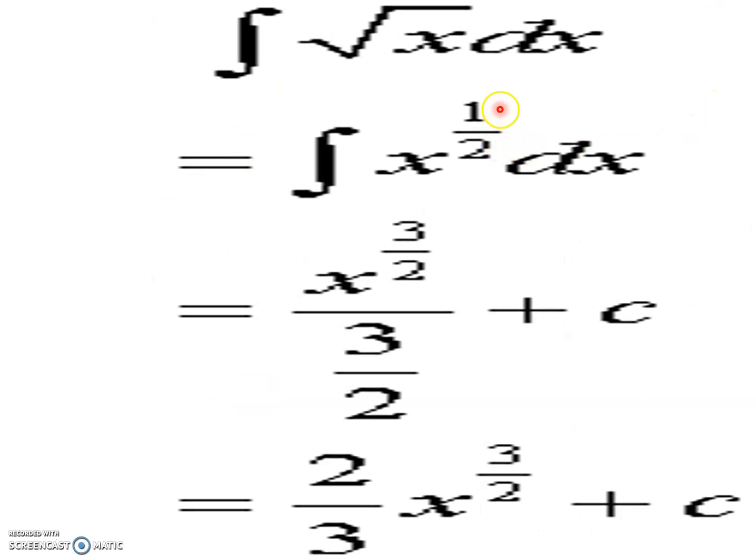Now the integration of root x, that is very important. We know that root x is x raised to 1 by 2. We know that the integration of x raised to n is x raised to n plus 1 upon n plus 1. That's why 1 by 2 plus 1, 2 ones are 2, 2 by 2 plus 1, that is 3 by 2, upon 3 by 2, plus c. So 2 goes to the numerator, the denominator is 3, x raised to 3 by 2 plus c.